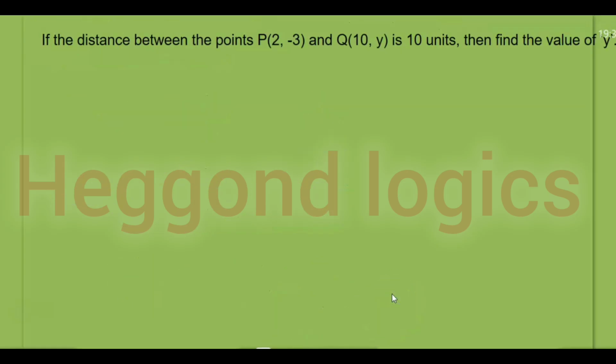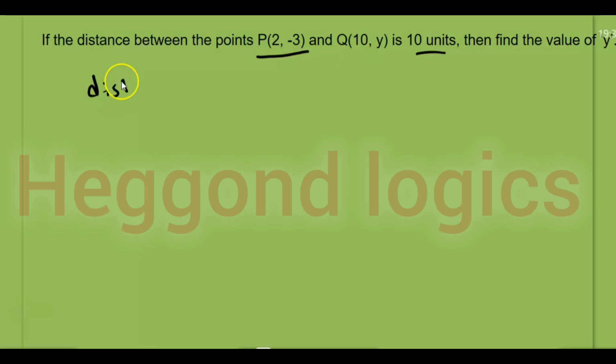Now move to the next question. If the distance between the points P (2, -3) and (10, y) is 10 units. In this question, the distance between the two coordinates is given, that is 10 units. Find the value of y. This is also an applied question on the distance formula.